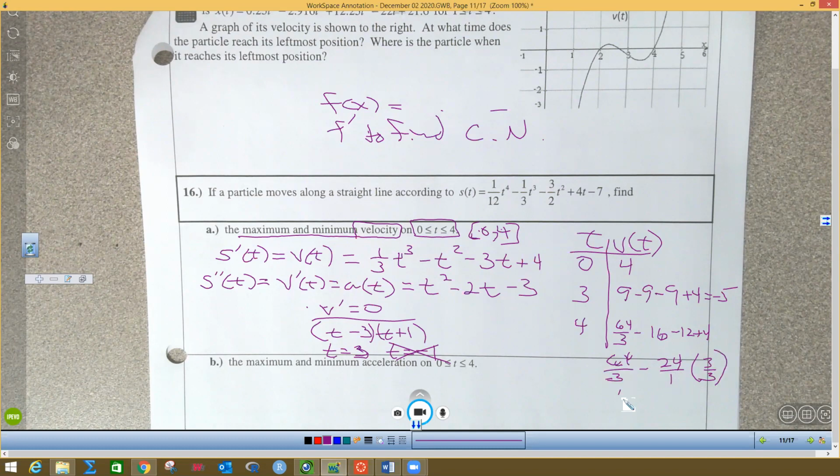Okay, so let's see, we're going to get 64 thirds minus 3 times 4 is 12, 72 thirds. So what is that? Somebody check my math because I'm doing this in my head. It may not be right. So this up here at 4 is -8 thirds. Somebody check that if you would. That's correct. All right, so I hope you know -5 is less than -8/3. That's -2 2/3. So this is my min, and this is my max.